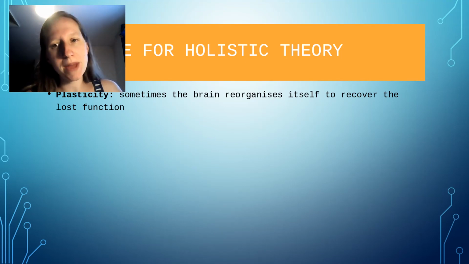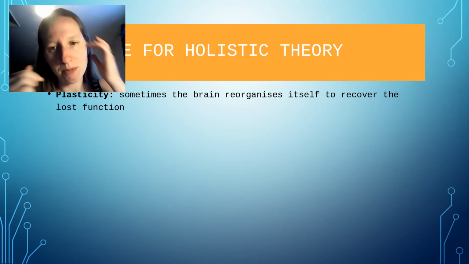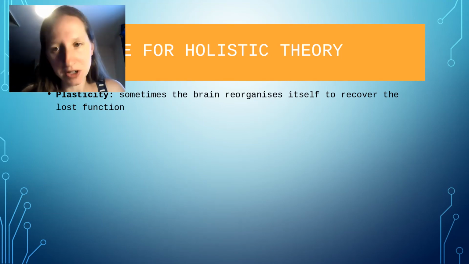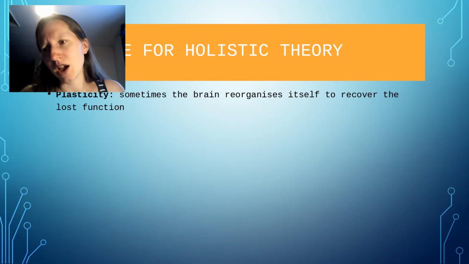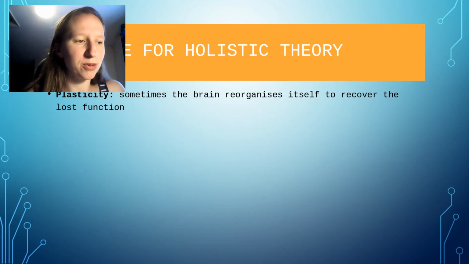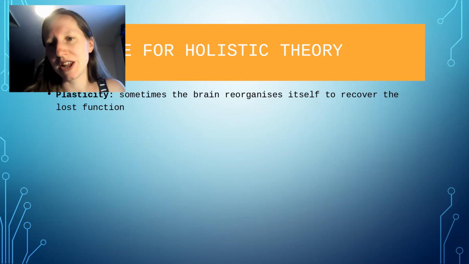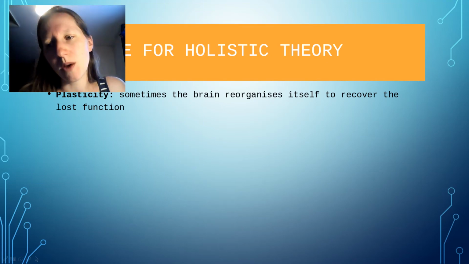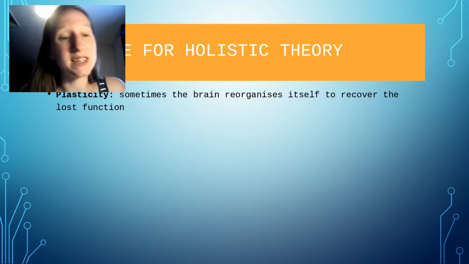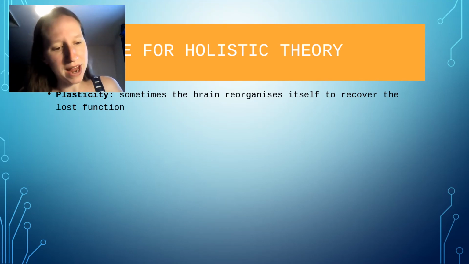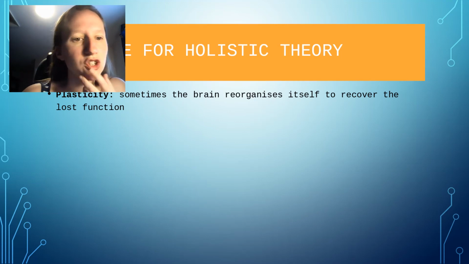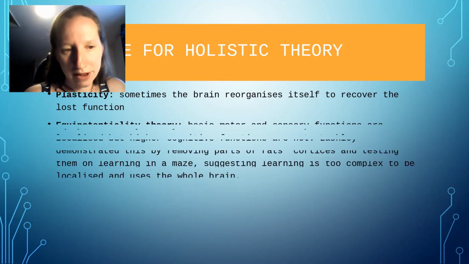But that's a big thing against localization theory, because if we're saying that a specific bit of the brain is responsible for a specific function, then the brain shouldn't necessarily be able to take on another function. Another part of the brain would be taking over that function. So that questions whether localization theory is really true, because if any part of the brain can take on any function, then it's not as straightforward as localization theory implies.